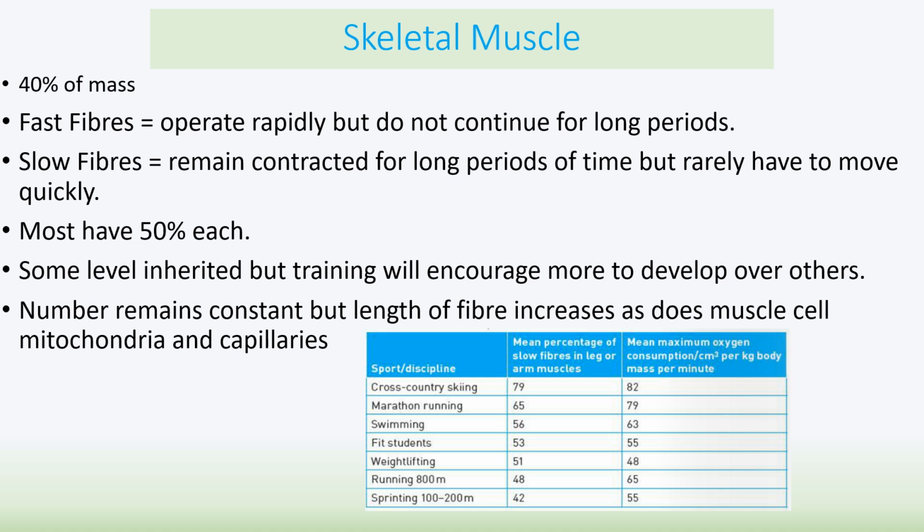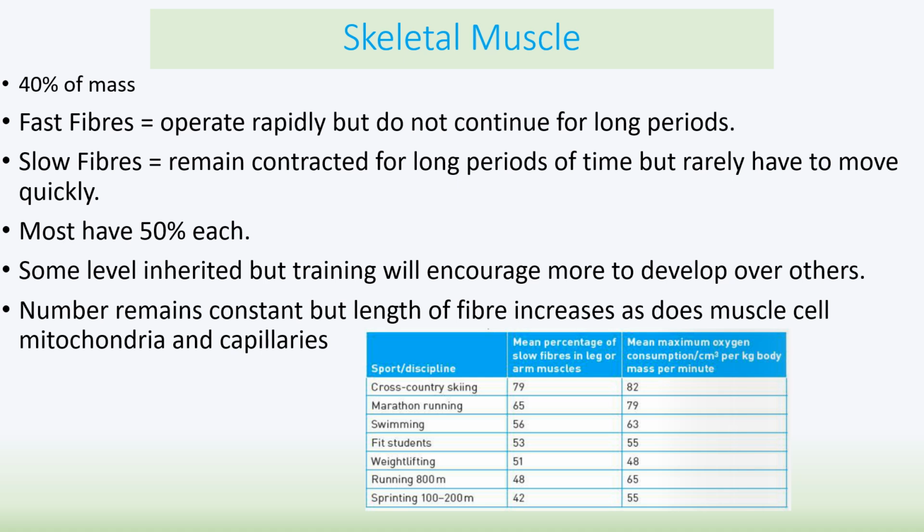It makes up about 40% of the mass of your body. It has 2 types of fibers. We call them fast twitch fibers and slow twitch fibers. Basically, the difference is about how quickly they need to operate. So fast twitch fibers will operate rapidly, but for short periods of time, and slow twitch fibers can remain contracted for longer periods of time, but rarely have to move quickly.